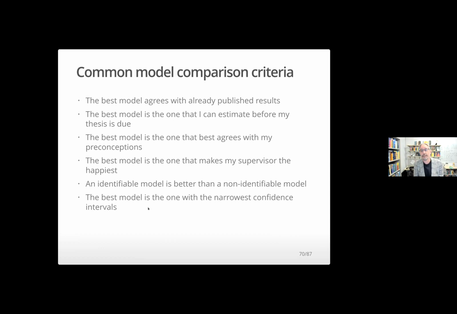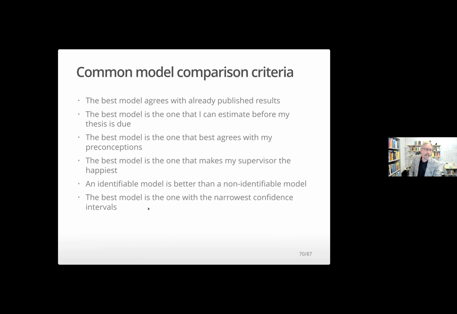So the best model is the one that agrees with the already published results. It's funny when you see it written down like that, but this is something we quite commonly see in the literature: the conclusions of a study are compared against conclusions drawn in previous studies. And to the extent they agree, it's considered evidence of success. But the question I'd like to ask is, what are the prospects for actually making revolutionary scientific discoveries if this is a criterion?